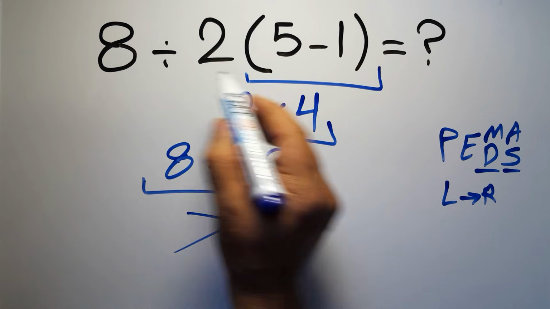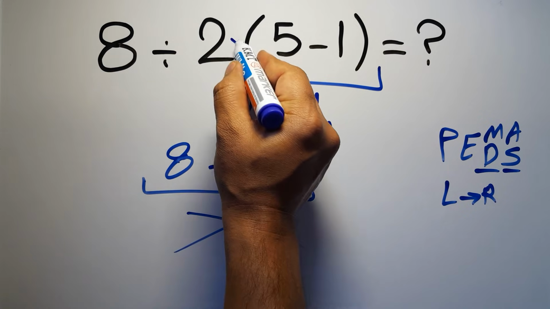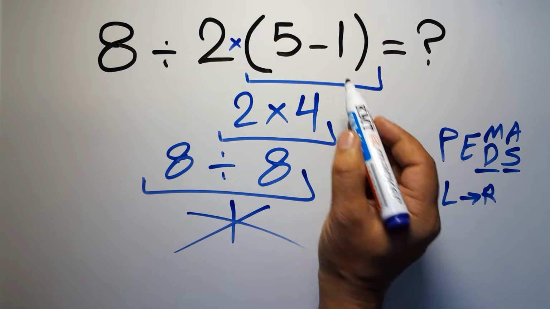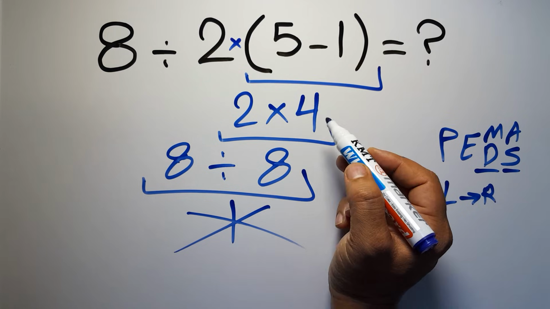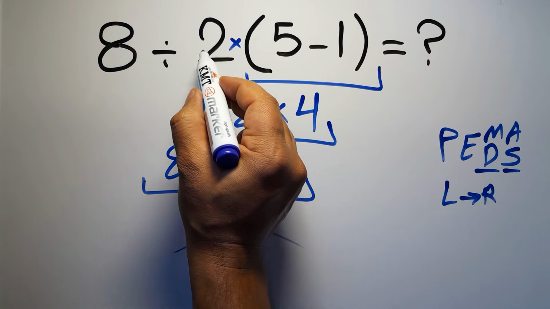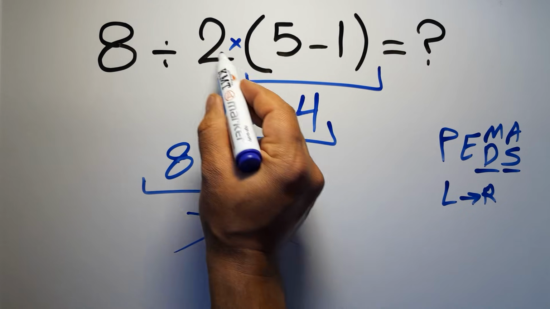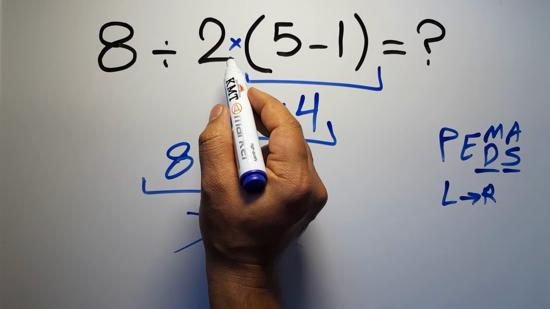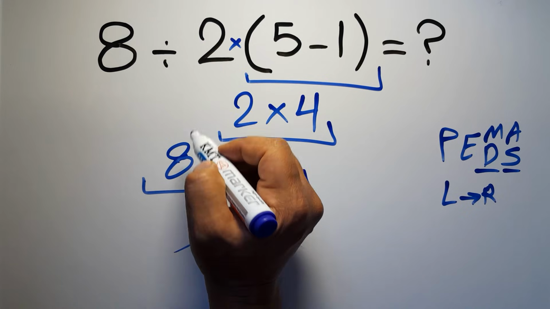In this expression, we have one division, one multiplication, and one parenthesis. Inside this parenthesis, we have one subtraction. Here we have a multiplication. Because in mathematics, when a number is placed next to parentheses, it means multiplication. And we usually don't write the multiplication sign for brevity.